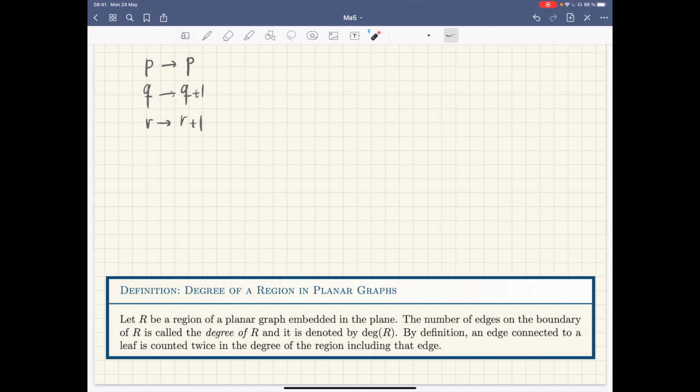Okay, let R be a region of a planar graph embedded in the plane. The number of edges on the boundary of R is called the degree of R. So the number of edges that you actually see on the boundary. It is denoted by degree of capital R. By definition, there is another convention like the degree of a loop: an edge connected to a leaf is counted twice in the degree of the region, including that edge. So this is the analog of the loop here.